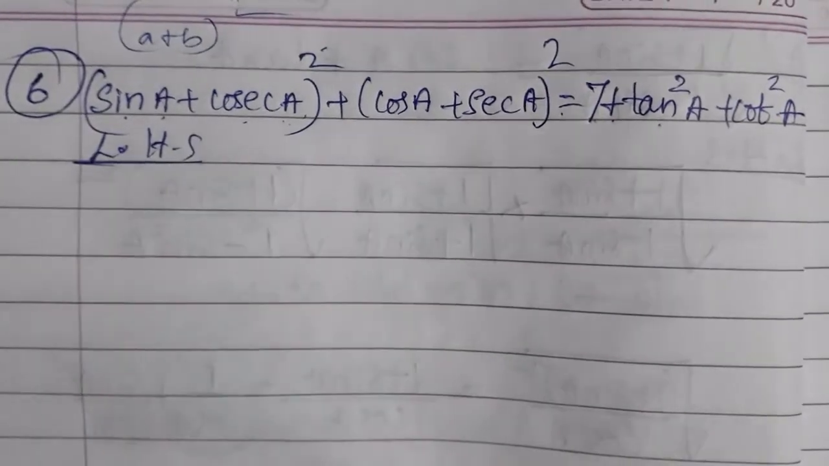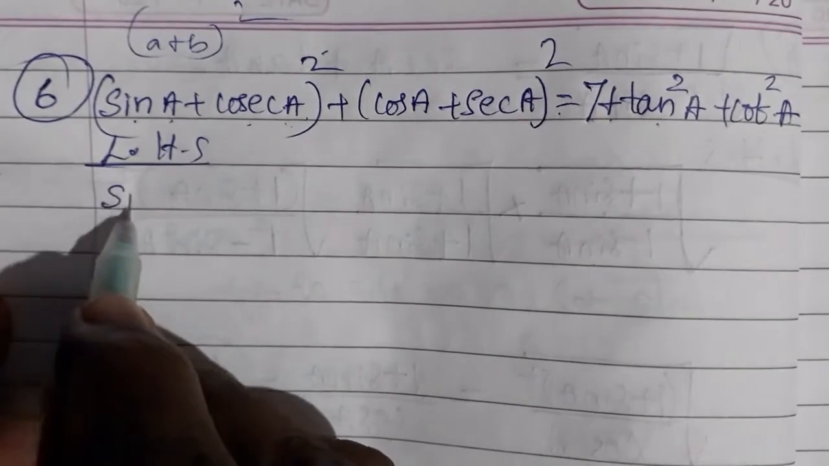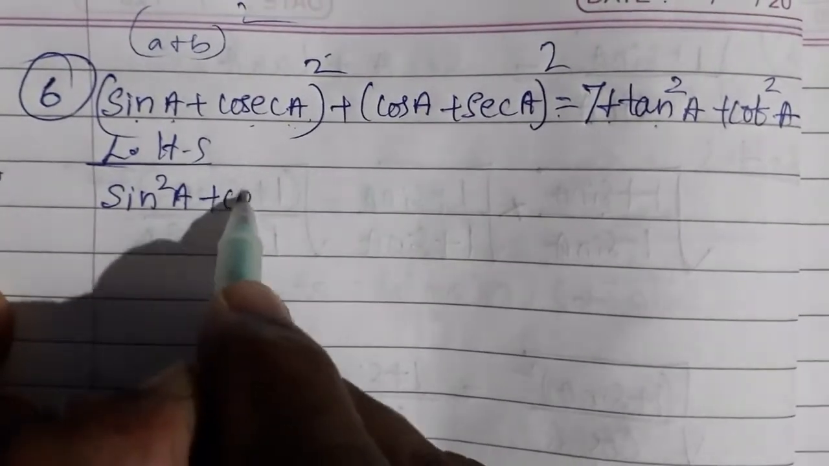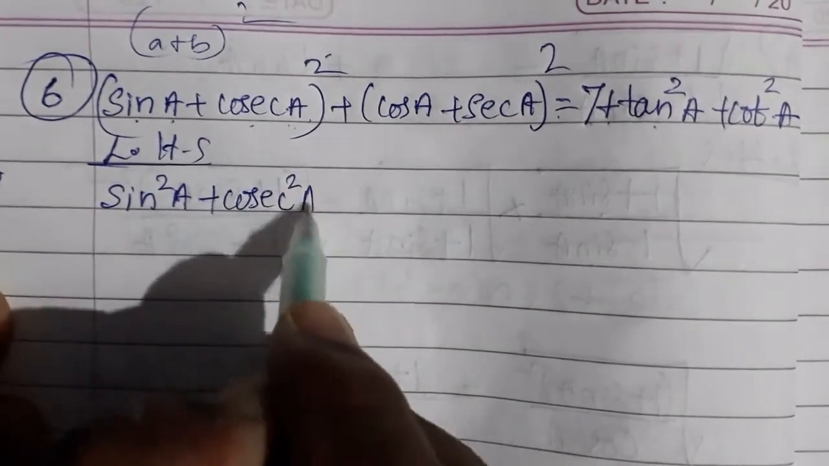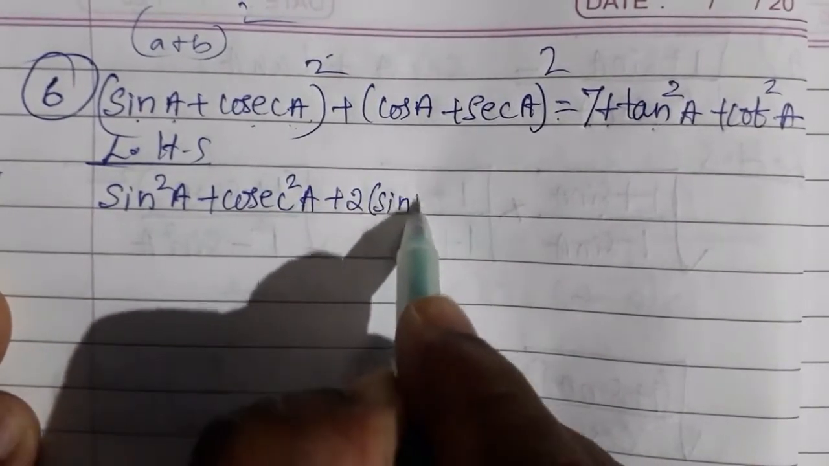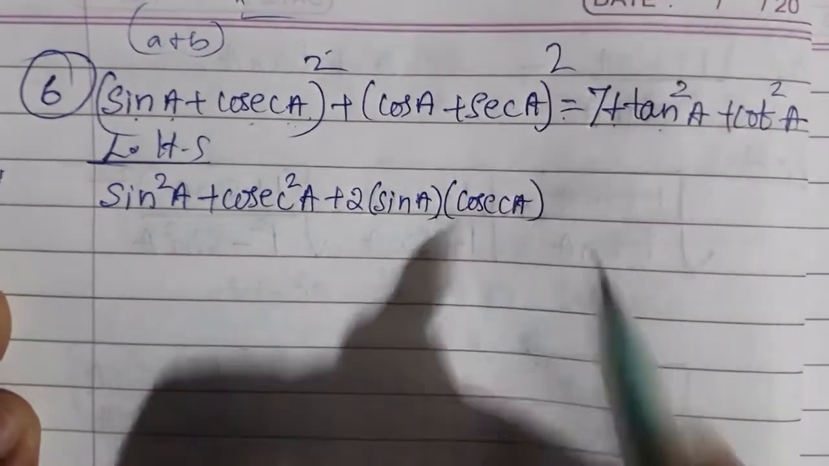What is (A + B) the whole square? A² + B² + 2AB. So what can I write? sin² A + cosec² A + 2 into sin A into cosec A.